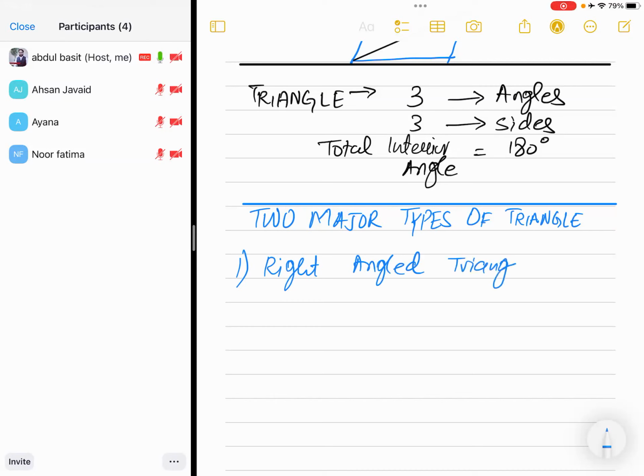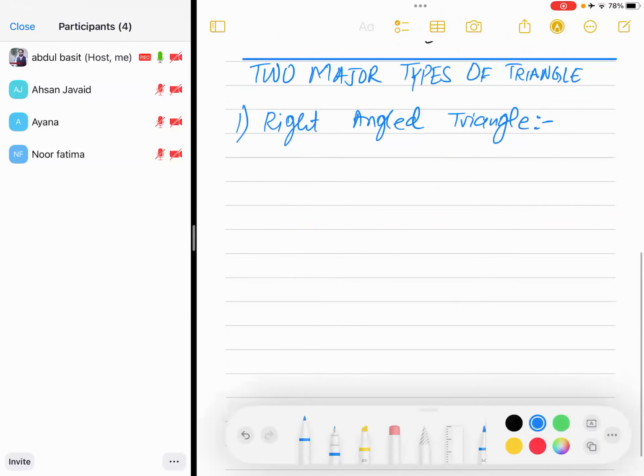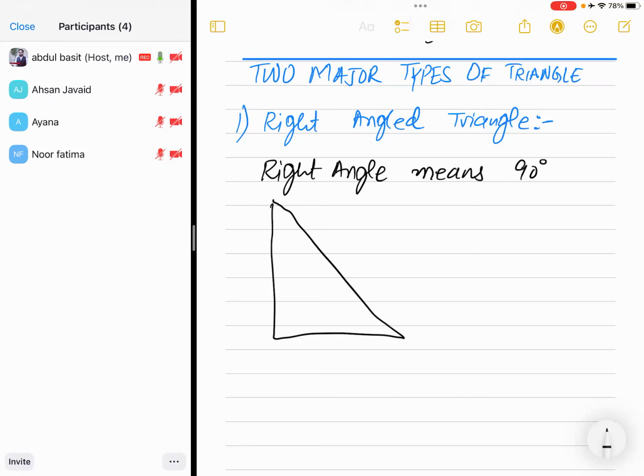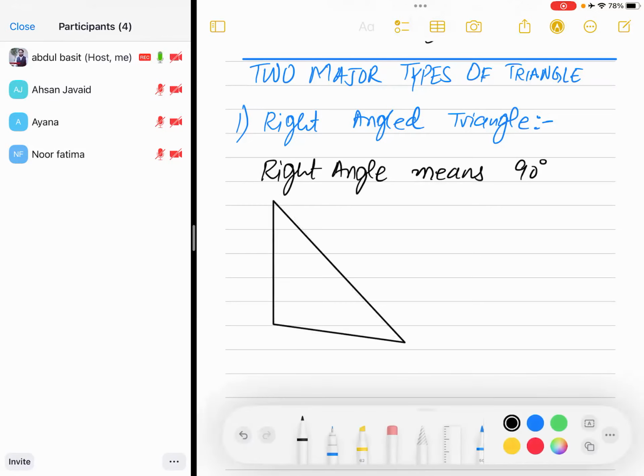Now the question is, what is a right angle? Right angle means what? It means 90 degrees. So a triangle with a 90-degree angle is known as a right angle triangle. So for example, this is a triangle right in front of you. Sorry, it's not a right angle triangle. So let me make another one.